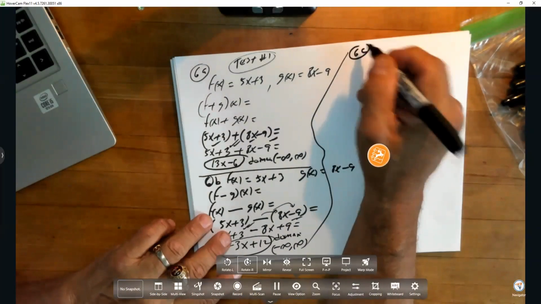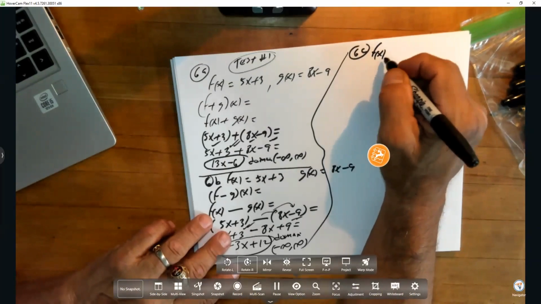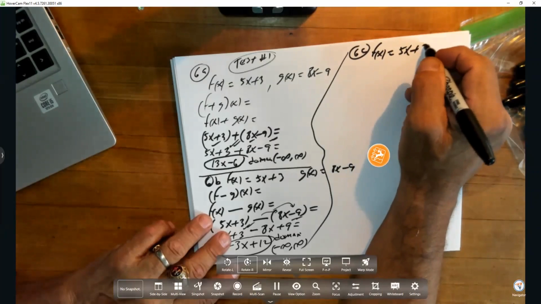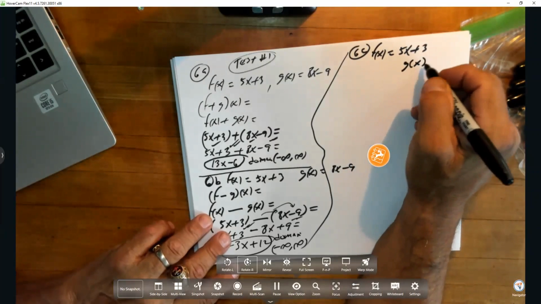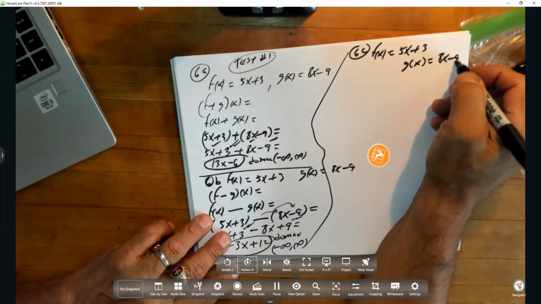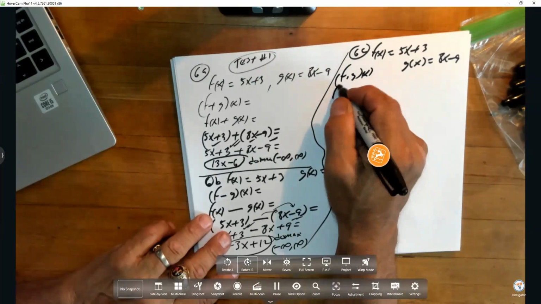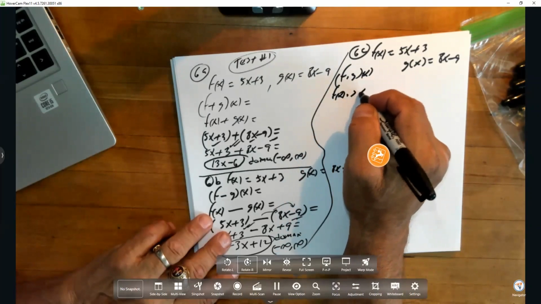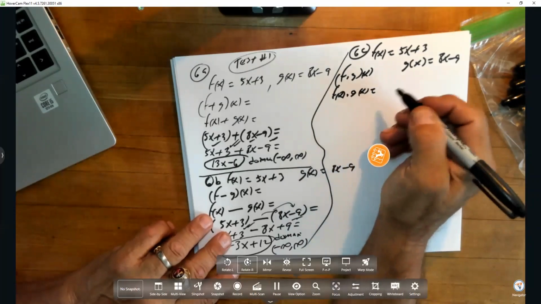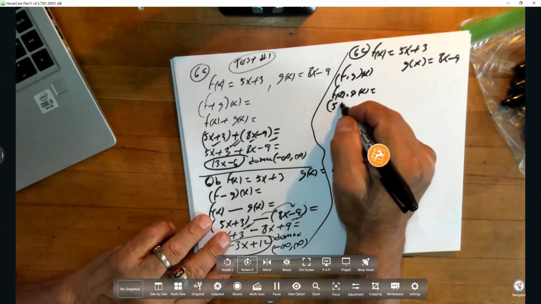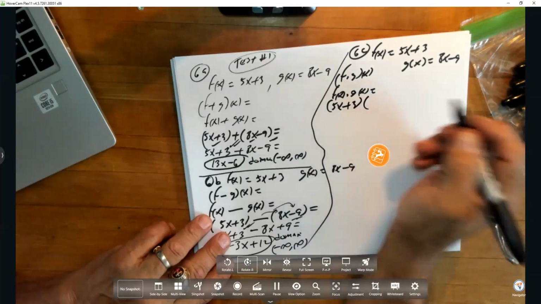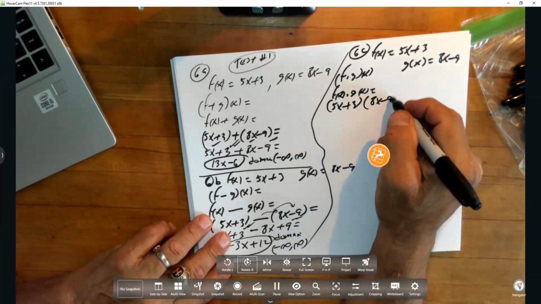All right, I'm going to go to question 6 letter C. This one says f of x, the same business, 5x plus 3, and g of x is 8x minus 9. This one says find f times g of x, which means f of x times g of x. So that means multiply the first one, 5x plus 3, times 8x minus 9. There you go.